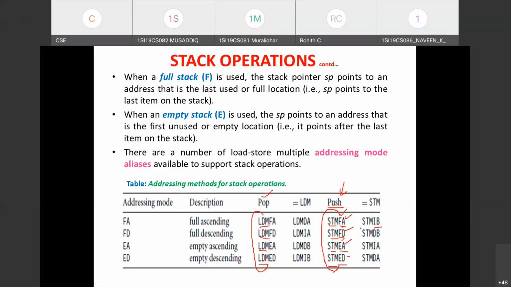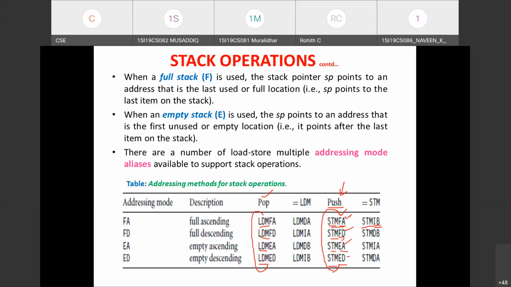So the equivalent STM instruction for STM FA is STM IB. Okay. So if you are dealing with full stack, just see, for push and pop, we are using the same addressing mode. So if you are using STM-FA, it is LDM-FA you are using. Similarly, STM-FD, it is LDM-FD. So for push and pop, the addressing modes used are the same, but the equivalent LDM and STM instructions are different.